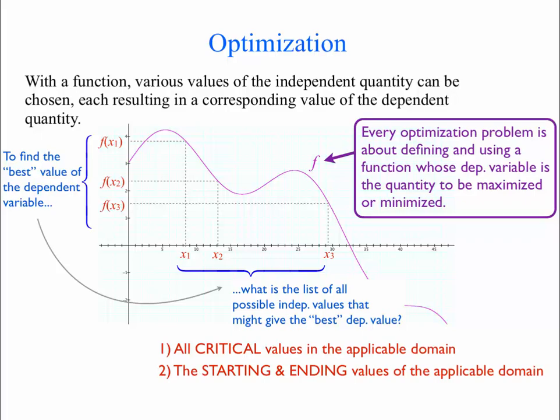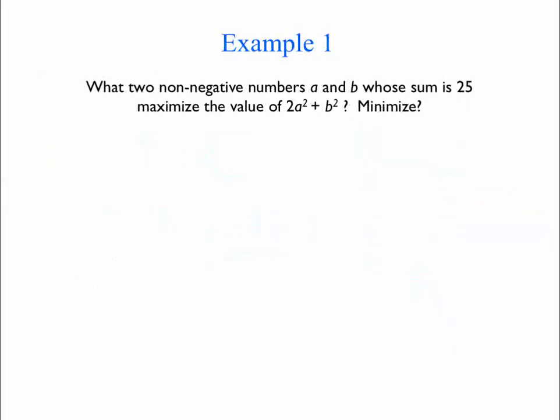Okay? So when you come to an optimization problem, this is like, okay, I've got to get that function f. And what is it about f? The dependent variable of f is the quantity I'm trying to maximize or minimize. The y value on the graph. Okay? Here we go. What two non-negative numbers, a and b, whose sum is 25, maximize the value of 2a squared plus b squared? Minimize.